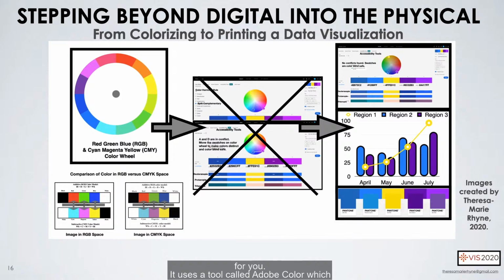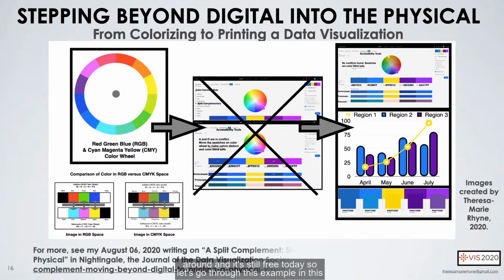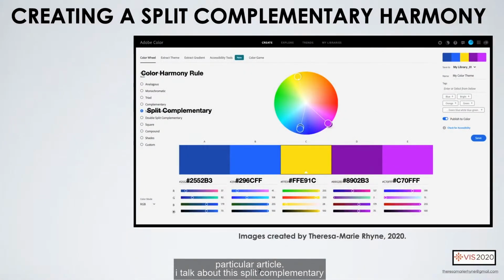And I wrote this up in Nightingale, and I thought I would go over this particular case study for you. It uses a tool called Adobe Color, which historically is one of the first digital color assessment tools around, and it's still free today. So let's go through this example. In the article, I talk about this split complementary color harmony that I built. Yellow is the key color, the primary color I started to build the harmony in.